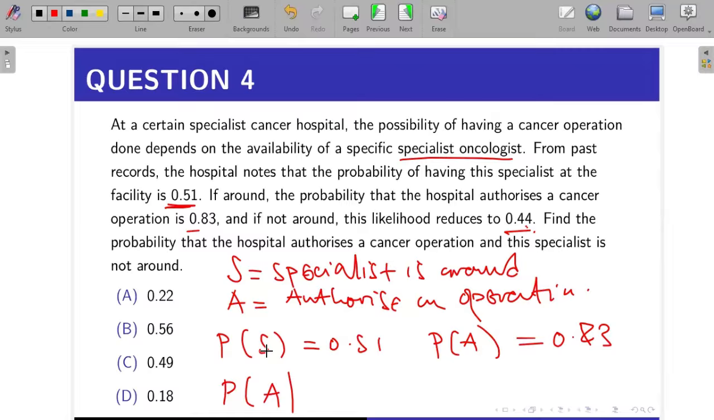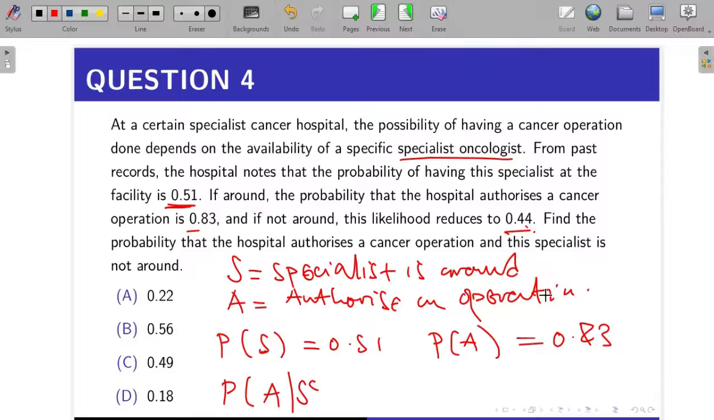So if this guy is not around, then we are talking about the S complement event. Because S means it's around, so S complement will mean that it's not around. So the probability of authorizing the operation given that this guy is not around, is equal to 0.44.